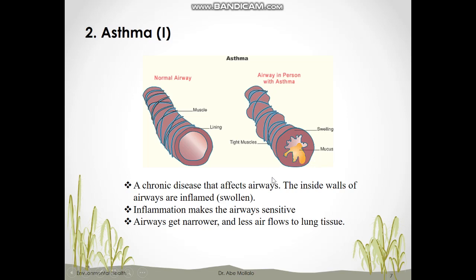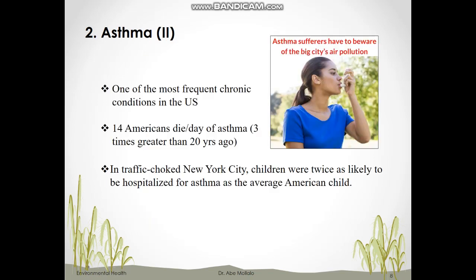So breathing becomes more difficult and can cause some other symptoms like constant coughing or constant wheezing. Asthma is one of the most frequent chronic diseases in the United States. Its prevalence has been increasing since 1980. Every day, on average, 14 Americans die because of asthma, which is 3 times greater than 20 years ago.